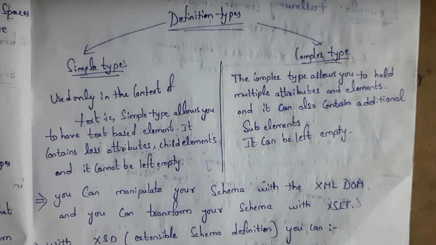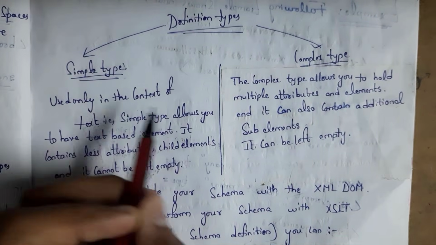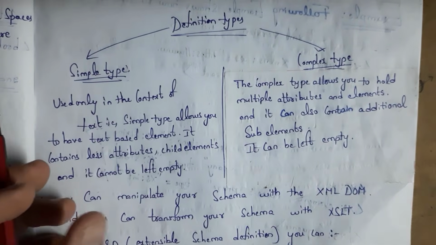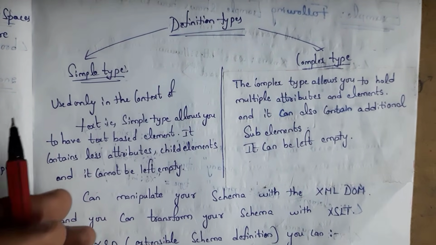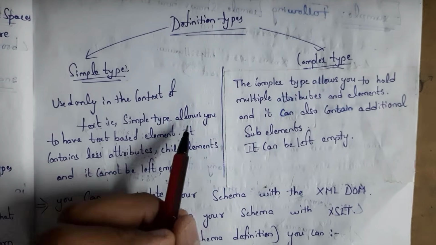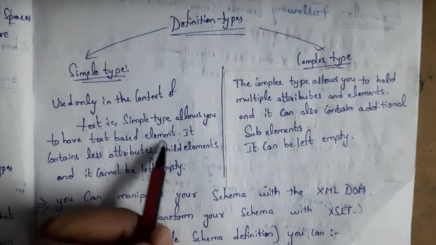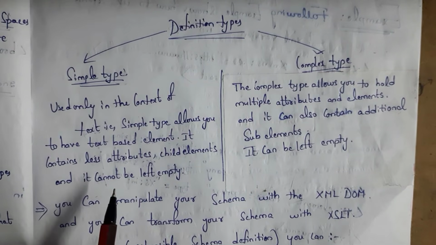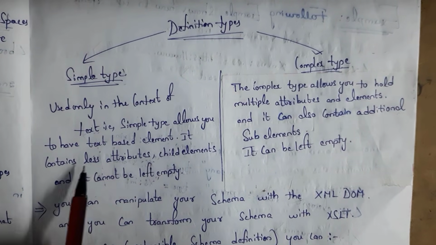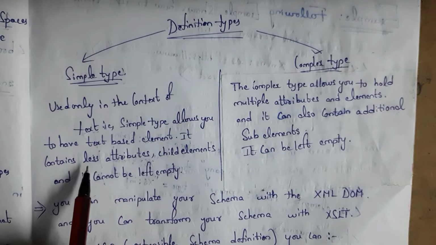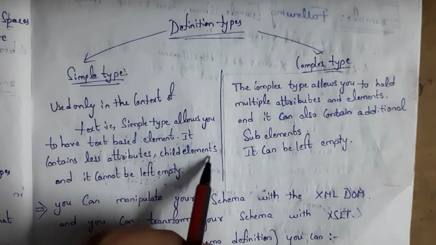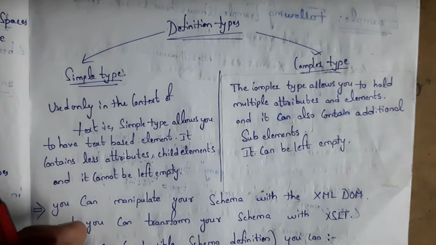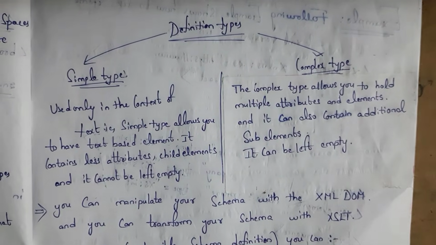XML schema is classified into 2 types. First one is simple type and next one is complex type. In simple type we can represent data only in the form of text. Simple type allows only text based elements. It contains only fewer attributes, fewer child elements, and it should not be left empty. We should not leave this simple type empty.